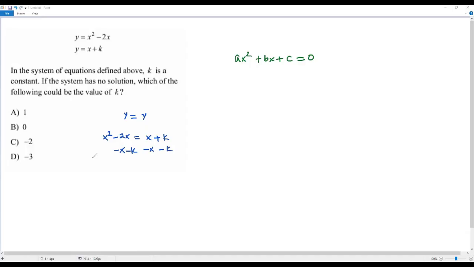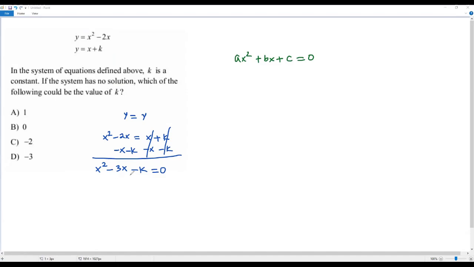When I do so, positive x and negative x will cancel out, positive k and negative k will cancel out. On the left side, I am getting x square. When I combine negative 2x and negative 1x, I am getting negative 3x, and negative k equals 0. Okay, here I got a quadratic equation in standard form. I got this quadratic equation from the given system of equations. Since the given system has no solution, this quadratic equation also will not have a solution.